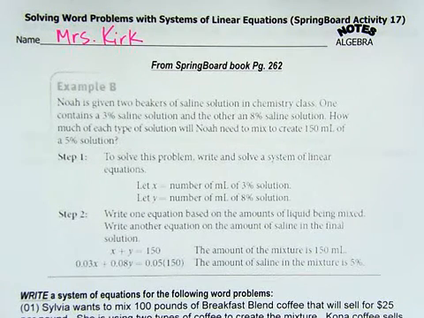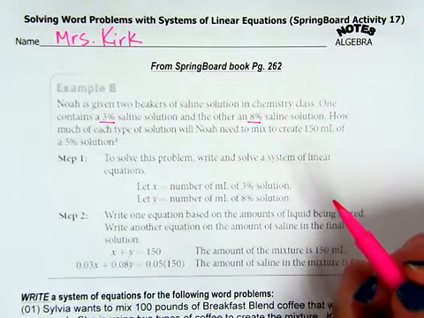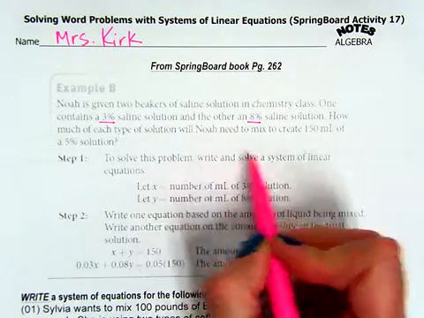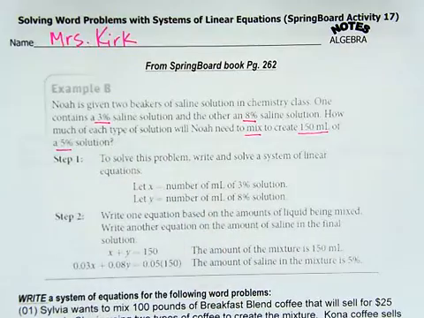Okay, so we're going to kind of briefly go over example B. This is from page 262, but you don't need to open your Springboard books. We're just going to do word problems today because we really need to be able to write the systems and solve them. And if we don't write them correctly, then no matter what we do with solving, we won't get the right answer. So Noah is given 2 beakers of saline solution in the chemistry class. One contains 3% saline solution, and the other contains 8% saline solution. How much of each type of solution will Noah need to mix to create 150 milliliters of a 5% solution?